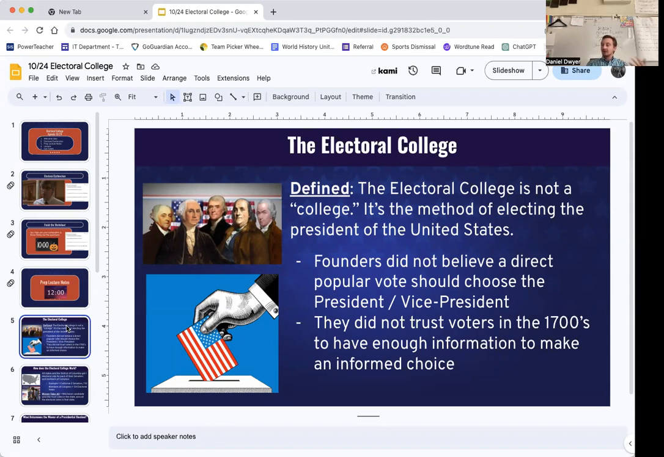Why did it happen? The founders, as you can see in the picture here, did not believe direct popular vote should choose the president. They thought that then they would only cater to certain areas, and they did not trust voters in the 1700s to have enough information to make an informed choice.